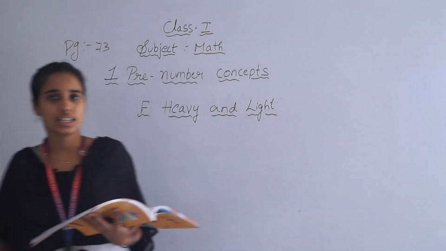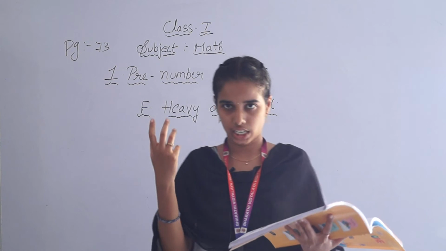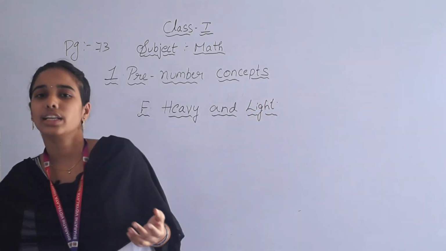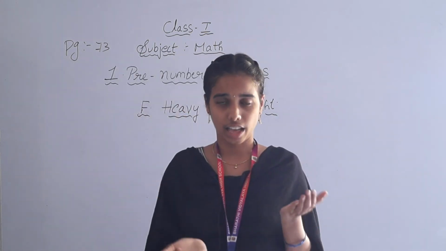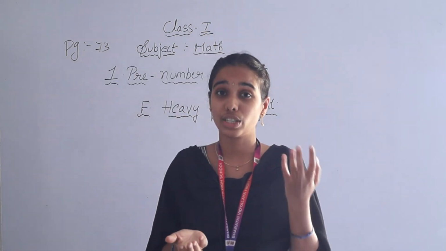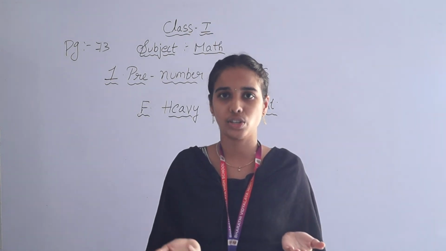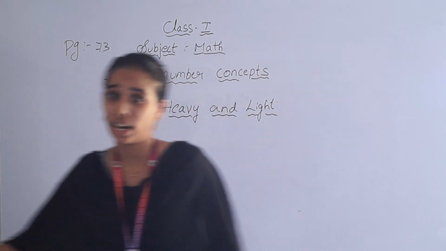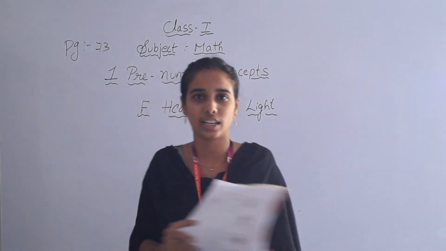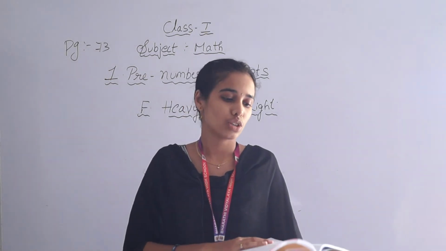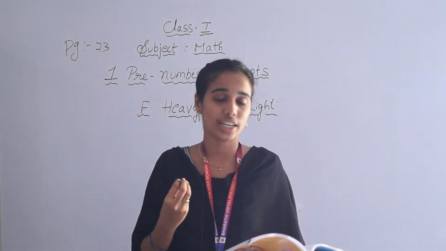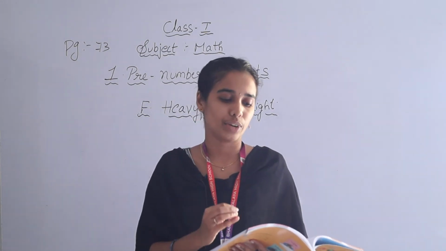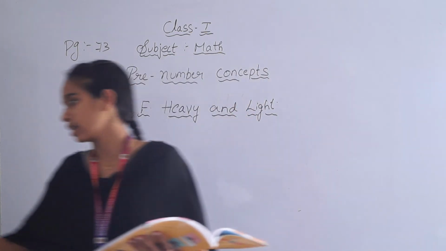Heavy and light. Suppose you take one apple and one grape. So hold them in your hands and see which fruit has more weight. So absolutely apple has more weight than grape. So having more weight is called heavy, having less weight is called lightweight. So here they have given some activities.